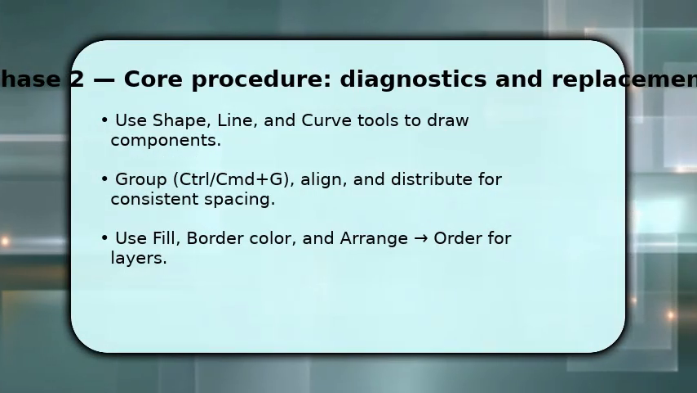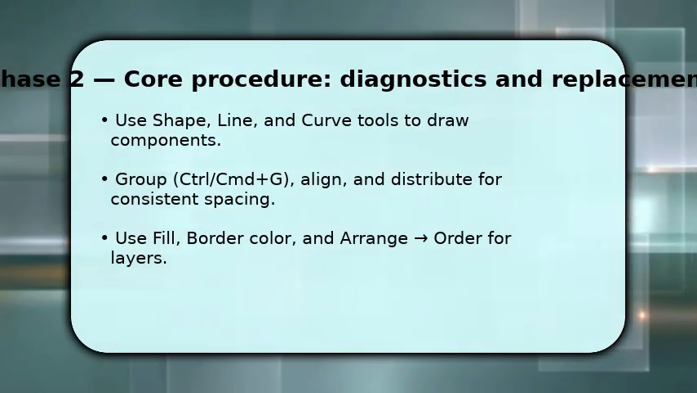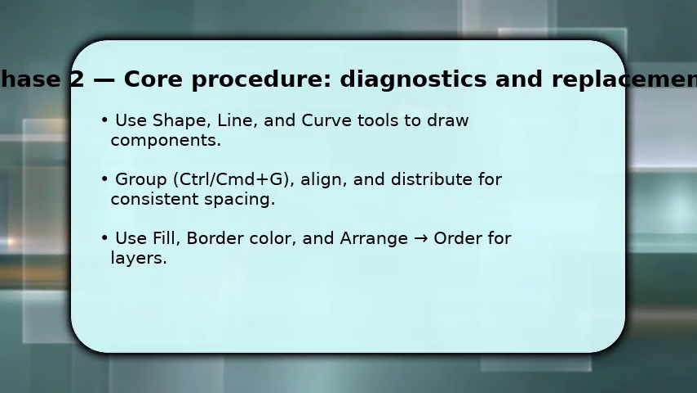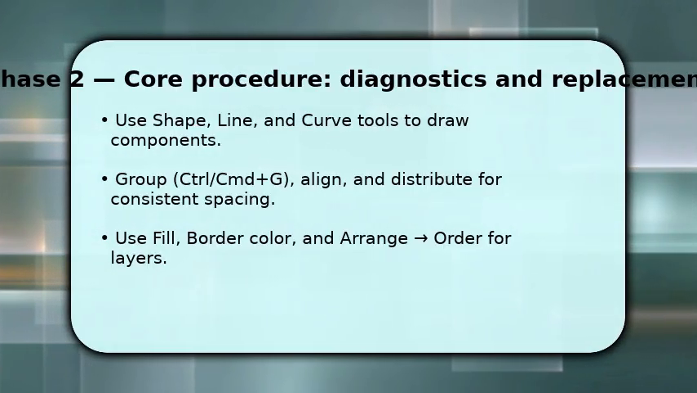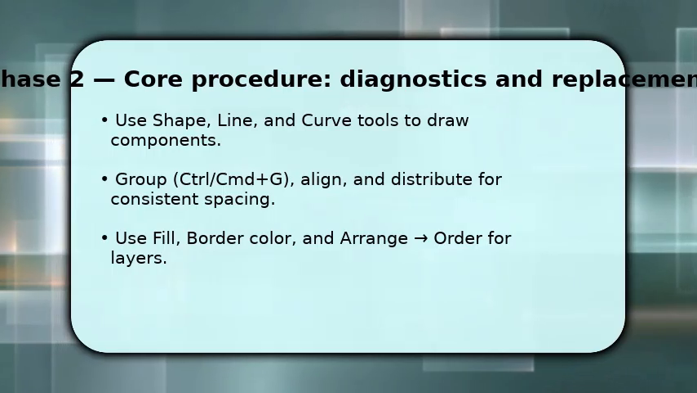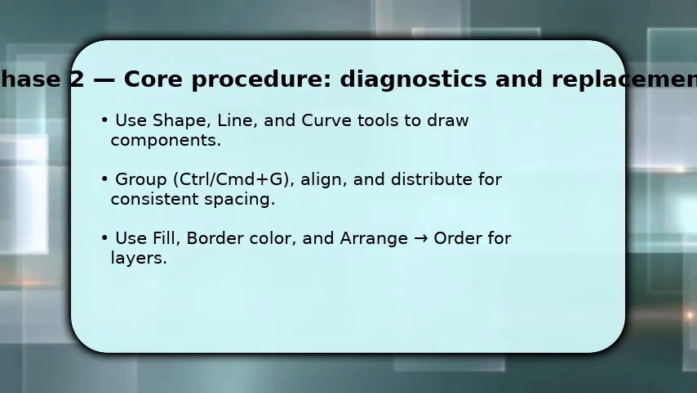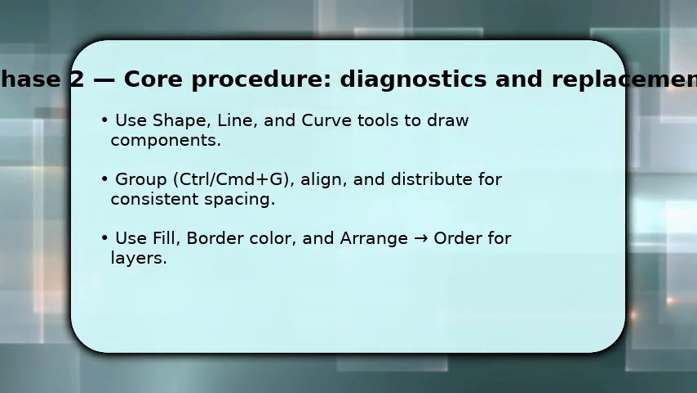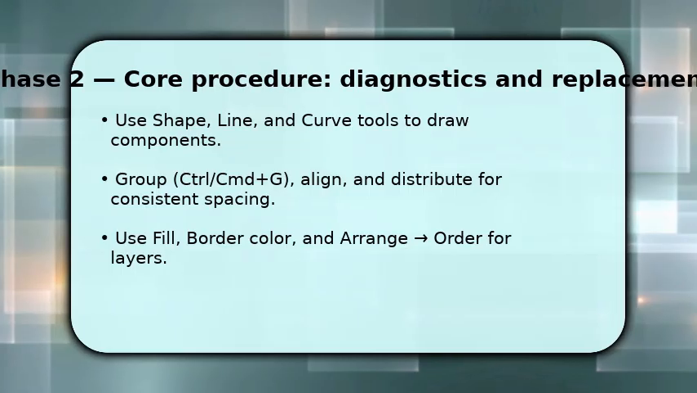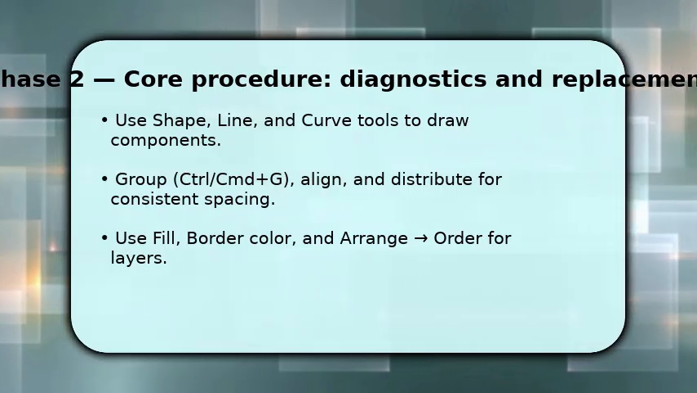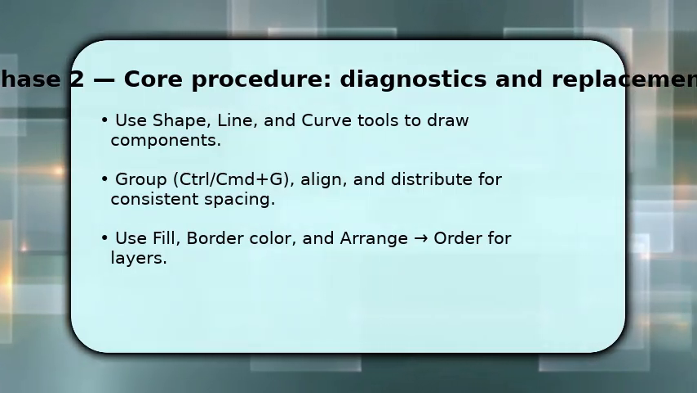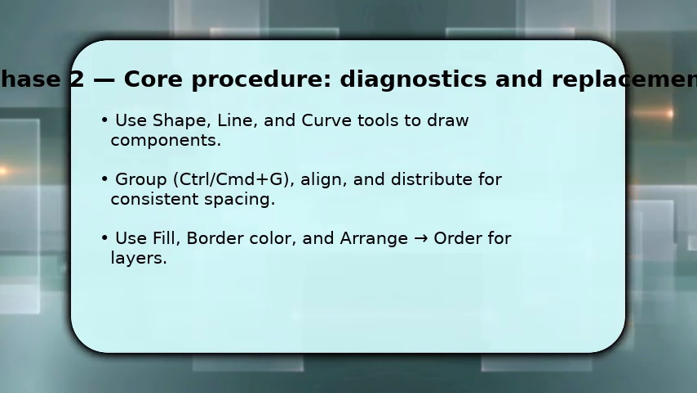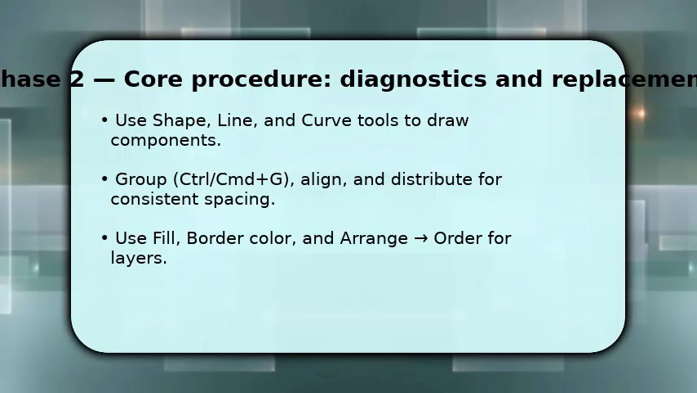Now you construct the content. Use shape tools for blocks, lines and curves for connectors, and text boxes for labels so elements are clear and adjustable. Once elements are placed, group related items with Control or Command+G, then use Align and Distribute to maintain consistent spacing. This makes the layout readable and predictable. Also apply fill and border styles, and use Arrange > Order to layer elements correctly. Doing this prevents accidental overlaps and keeps the visual hierarchy intact as you refine the design.